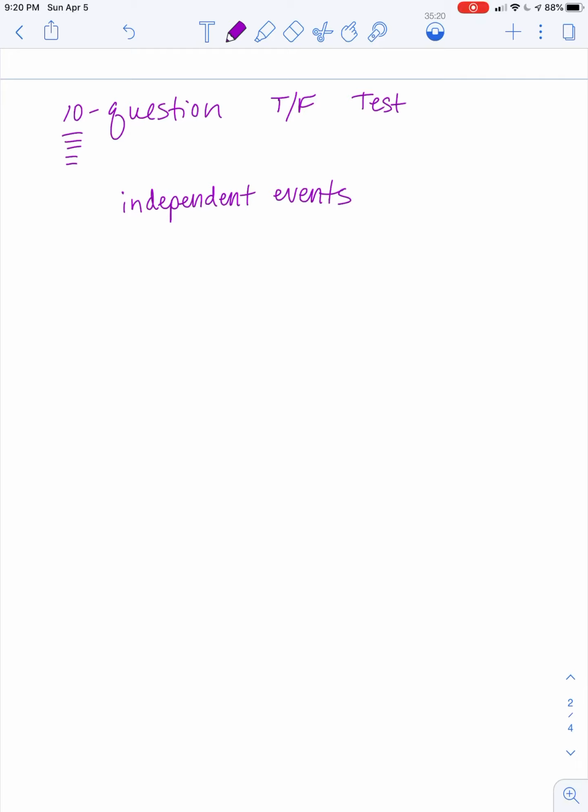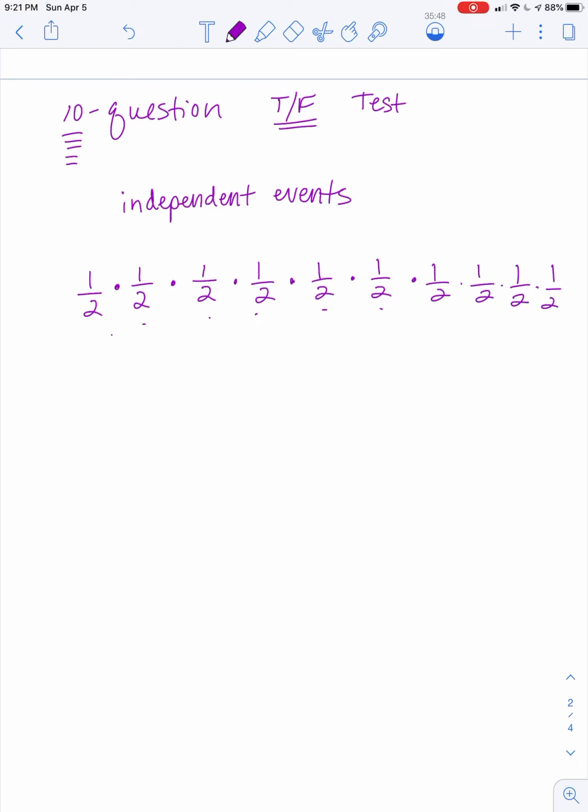Okay, so what are the chances on the first question that you're going to answer the correct answer? It's either true or it's false. So you have 1 in 2 chances, right? What about the second question? 1 in 2. These are independent. So actually, you've got 10 questions. You're going to write this thing 10 times. 1, 2, 3, 4, 5, 6, 7, 8, 9, 10.